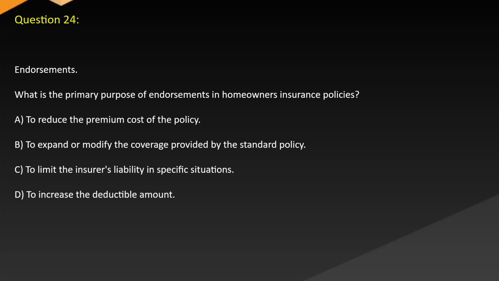Question 24. Endorsements. What is the primary purpose of endorsements in homeowners insurance policies? A. To reduce the premium cost of the policy. B. To expand or modify the coverage provided by the standard policy. C. To limit the insurer's liability in specific situations. D. To increase the deductible amount.